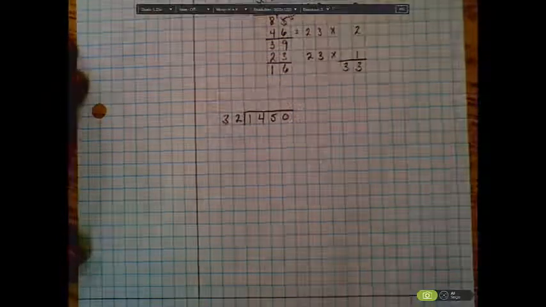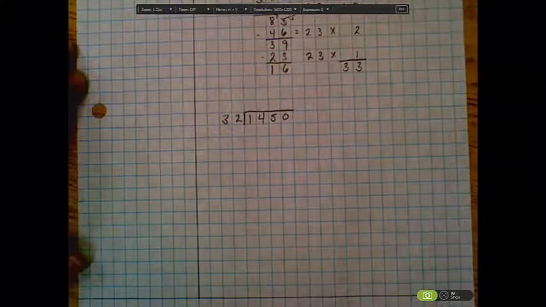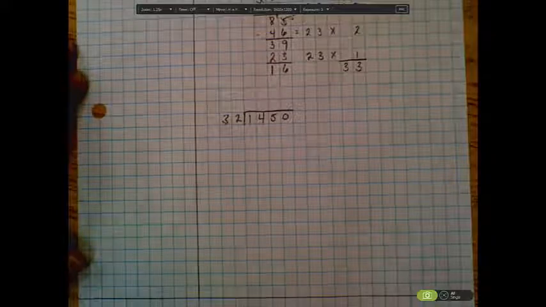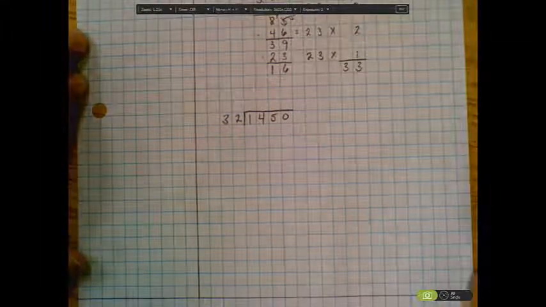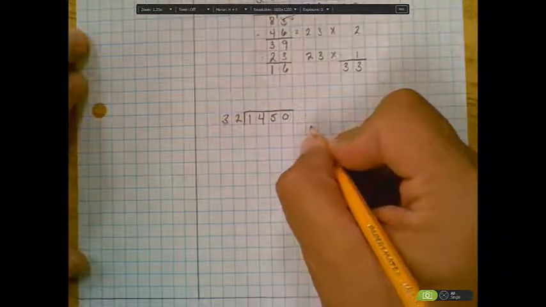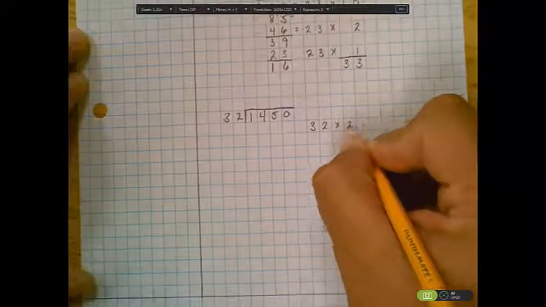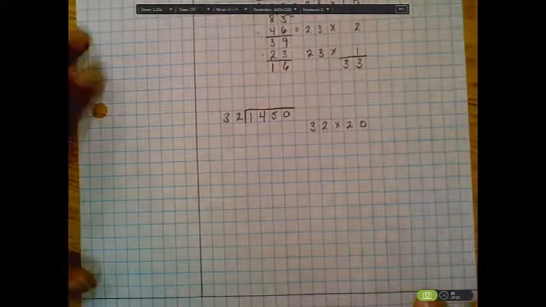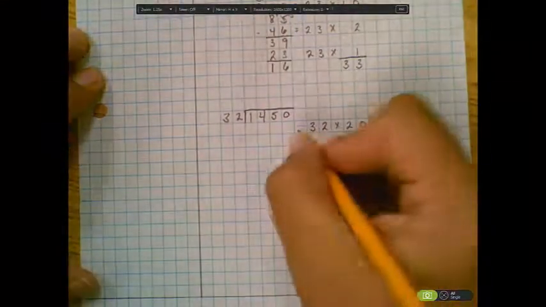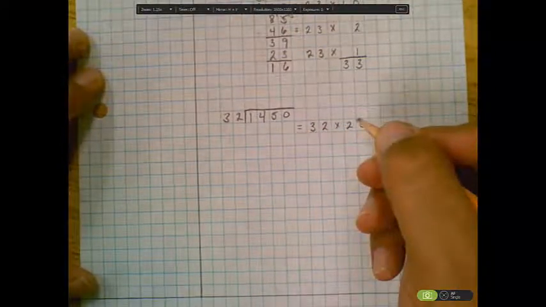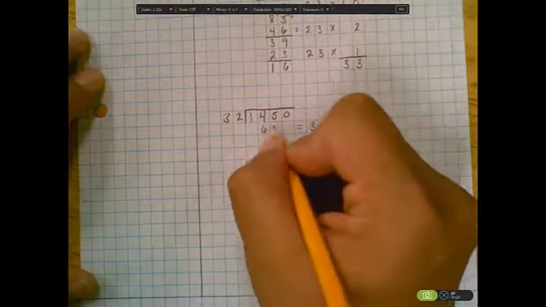So this time we're going to look, and instead of just using 10, we're going to look at another multiple. And this time we're going to do 20. So we're going to start off, we have 32 times 20. And that's going to equal 640.